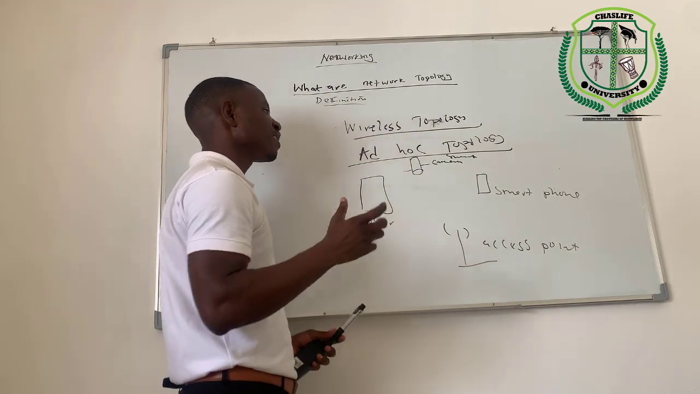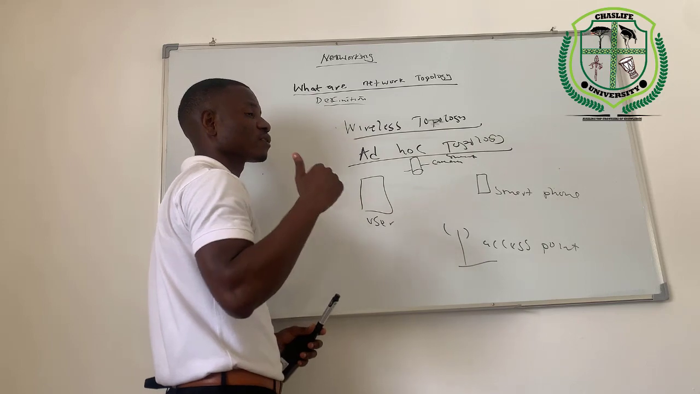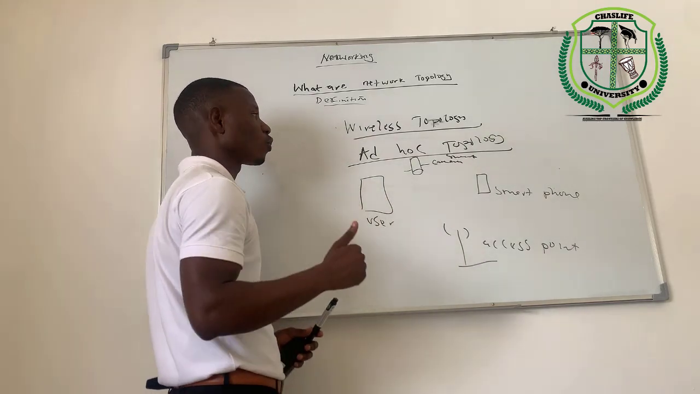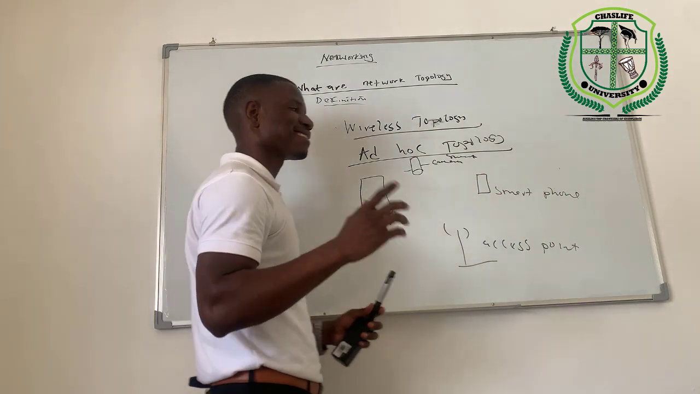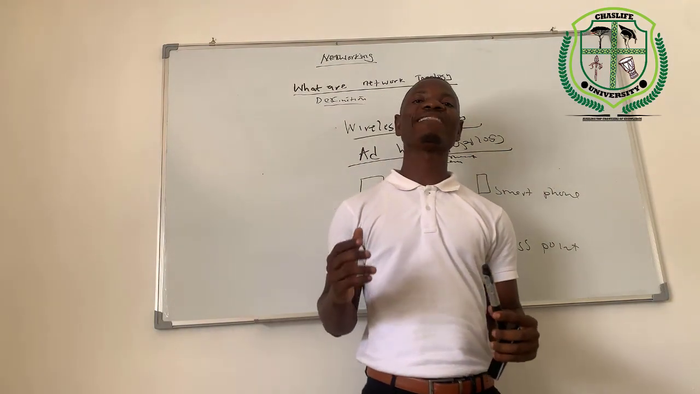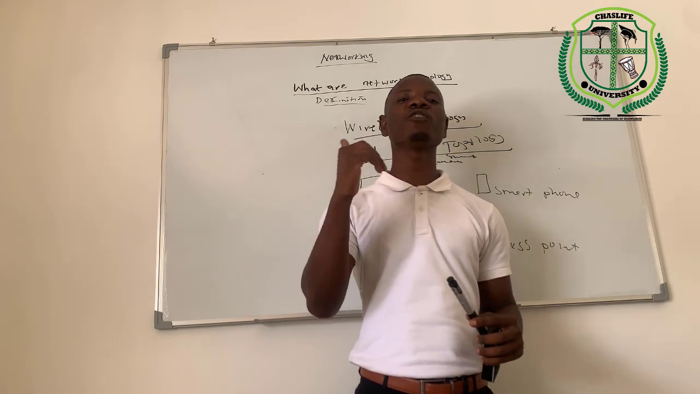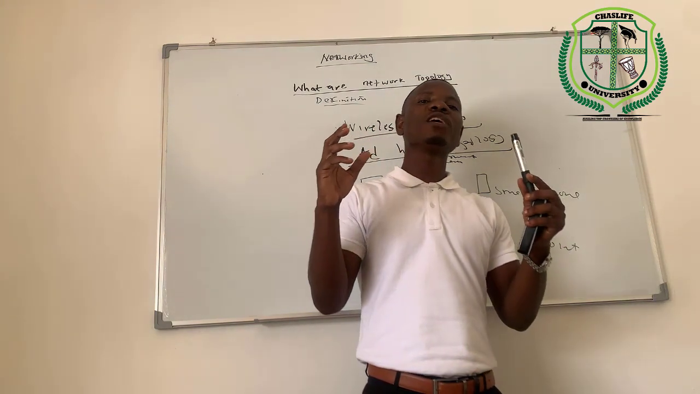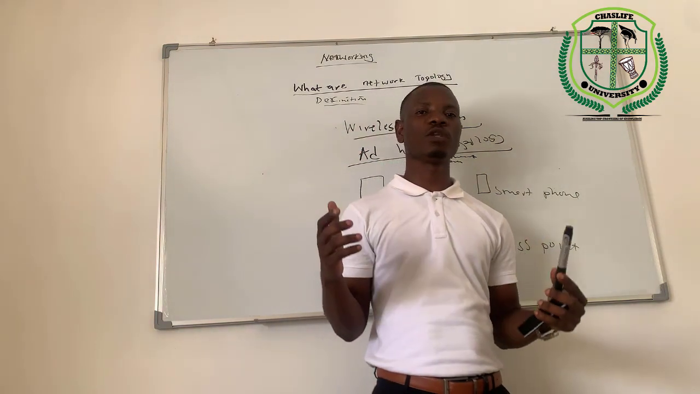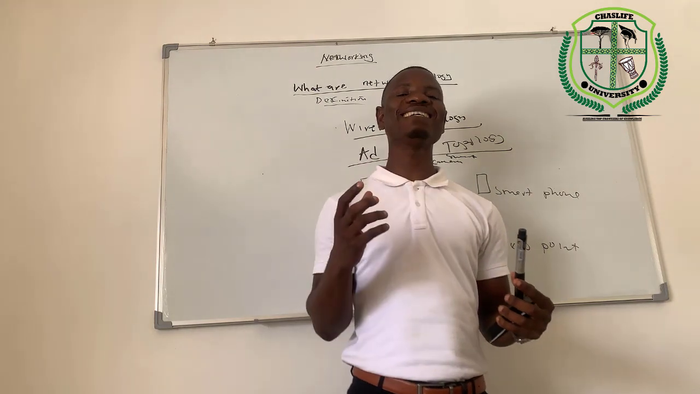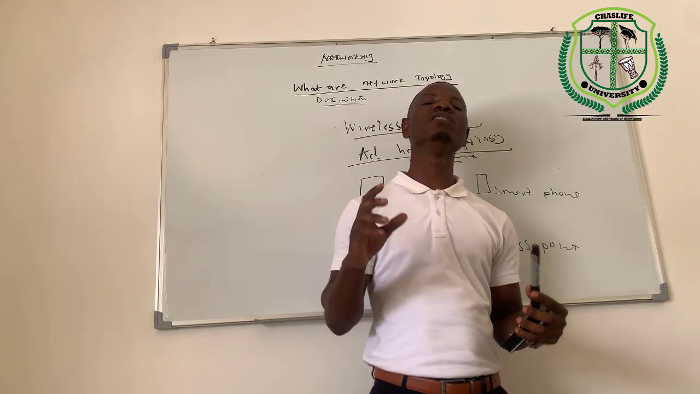Since they are able to access the network on their own, this type of wireless topology is called ad hoc topology. But the only issue is that since they are able to access the network on their own, they will provide their own security. Since they are providing their own networking, they will also provide their own security.